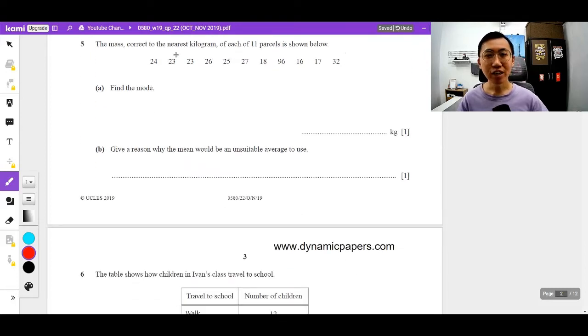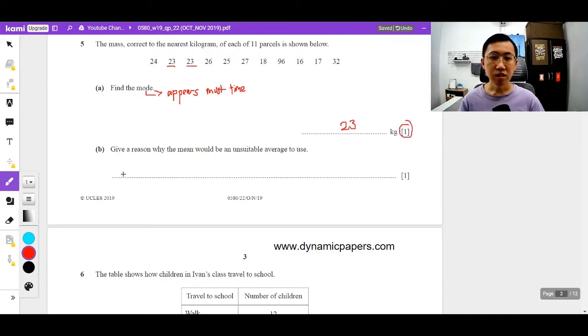The mass correct to the nearest kilogram of each of 11 parcels is shown below. So they give you a set of data, 11 data, right? A, find the mode. Mode means appears most time or your highest frequency. Let's find which number appears 2 times or 3 times. I can see 23 appearing 2 times. 24, 25, 26, 27. Okay, definitely 23, yeah? So answer will be 23. Appears 2 times. The rest all appear 1 time.